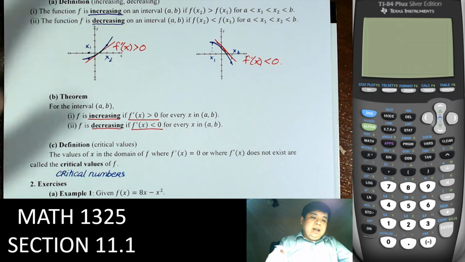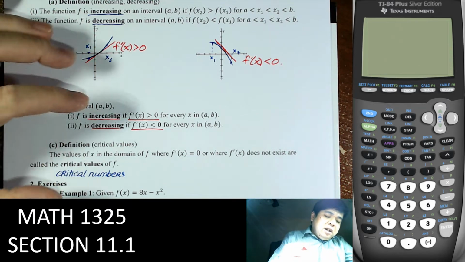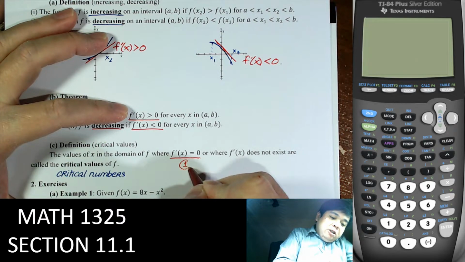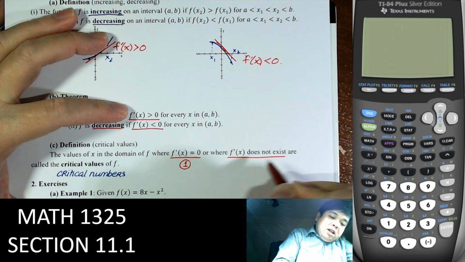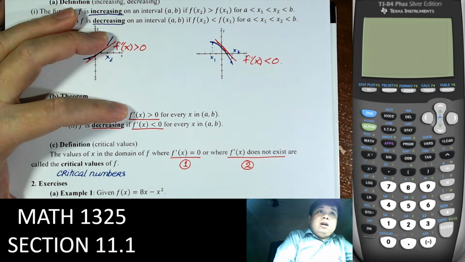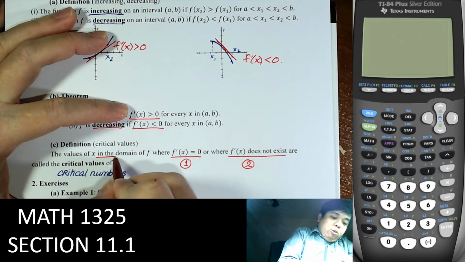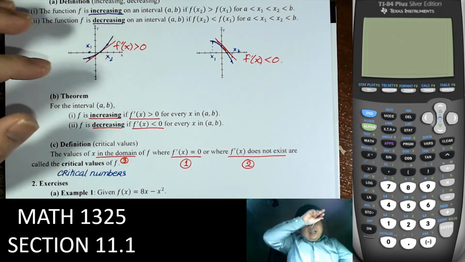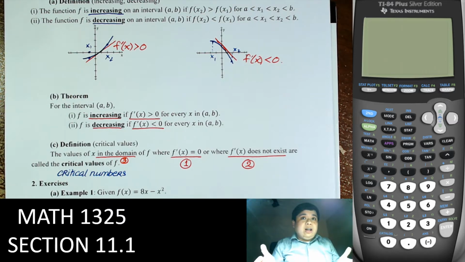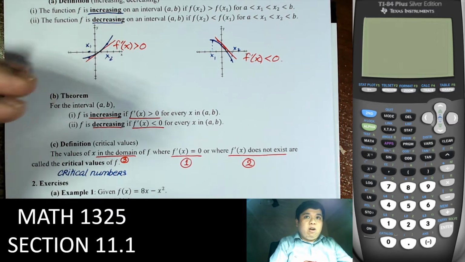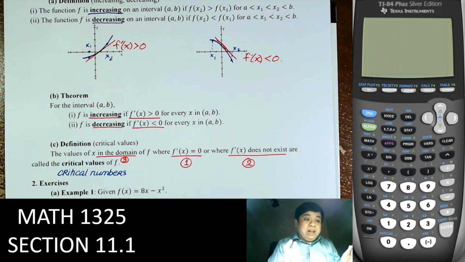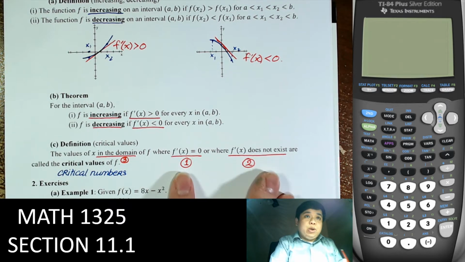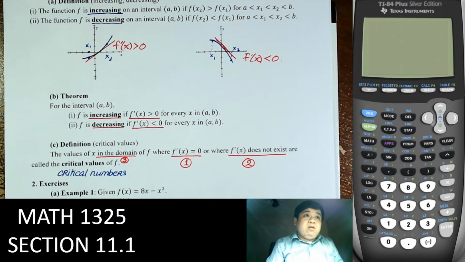Right. Now, even though when we look at this definition, it looks like there's only two parts, where the derivative equals 0 or where the derivative does not exist, don't forget that it has to be in the domain. So this is also important. If it is not in the domain, the function is undefined at that point. So the point is not on the graph. So it cannot be increasing or decreasing, cannot be anything. So even though this definition looks like there's only two, the in the domain part is very important.